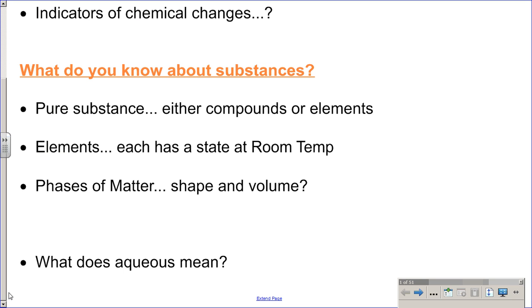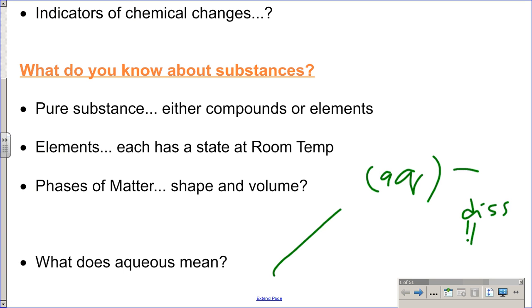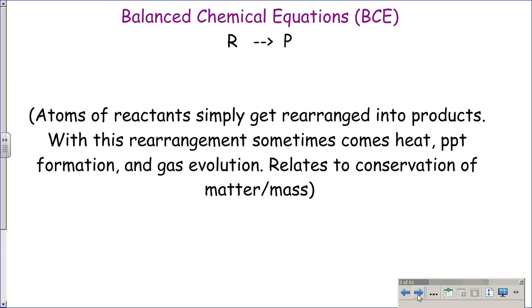Aqueous. Aqueous is the last thing. This was on your equation writing. What does aqueous refer to? Right, dissolved in water. All right, cool. So let's look at equation writing. This is me making sure I'm covering all the bases.